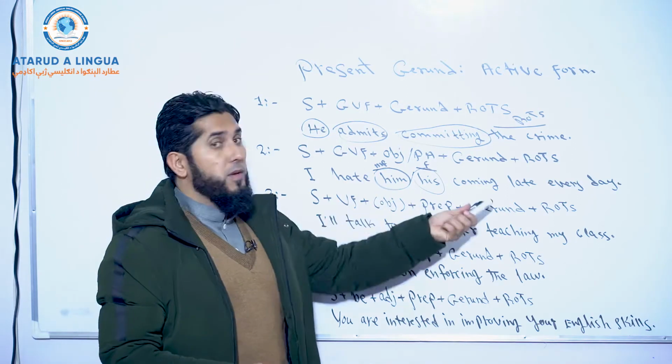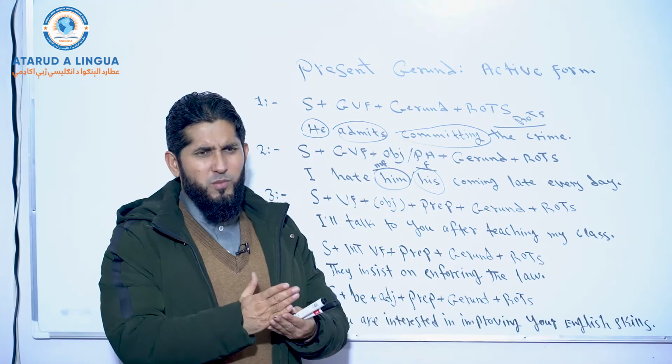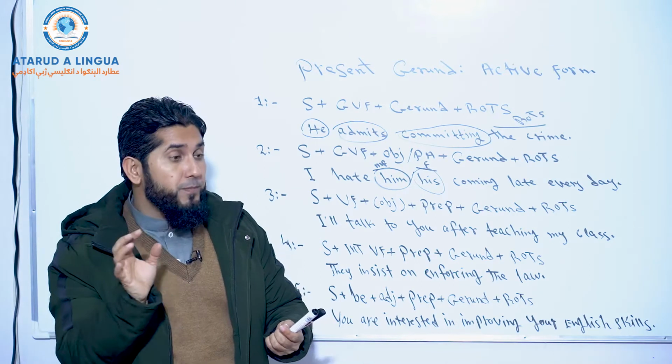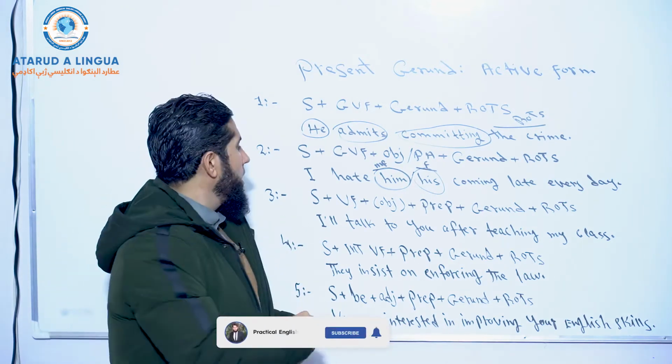I hate Ahmad coming late every day. I hate Jamal coming late every day, right? So, kind of informal. But if you say, I hate Jamal's coming late every day, then you need apostrophe S. So it becomes more formal, okay?